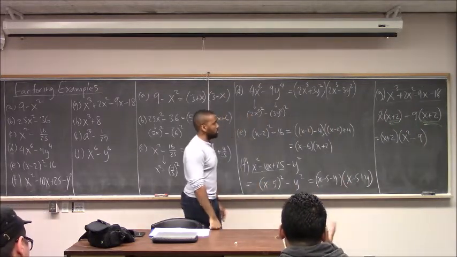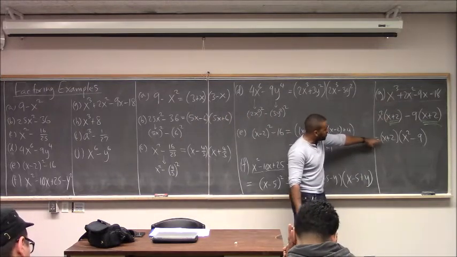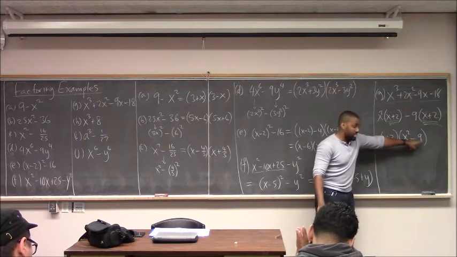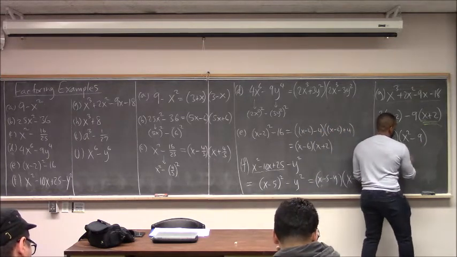And then? Right, you can factor further. So we applied factor by grouping, we got some factors going, but x squared minus 9 is again something you could take further into difference of squares.